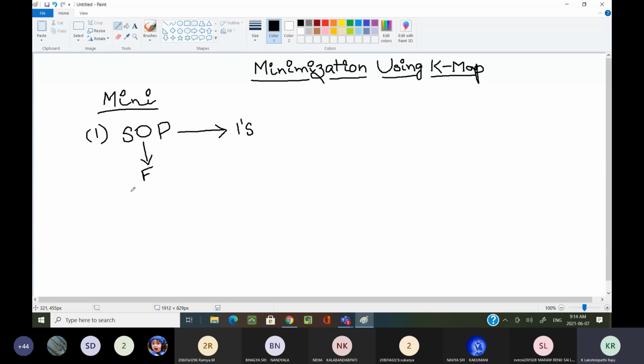Sir, what about the POS expression? If the given expression is a POS expression, now whatever max terms are there in the given function, those max terms we are filling in the map by using zeros.